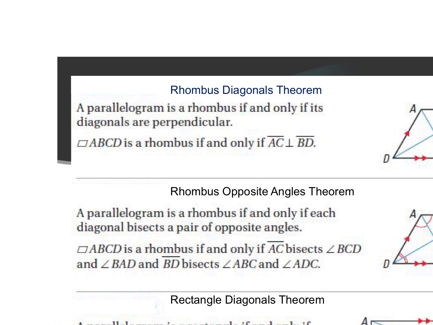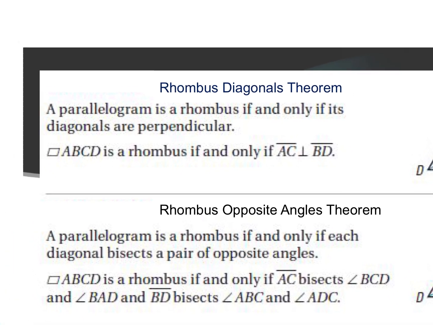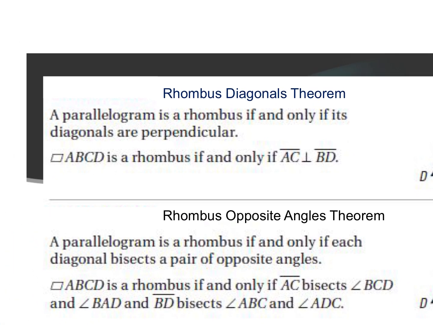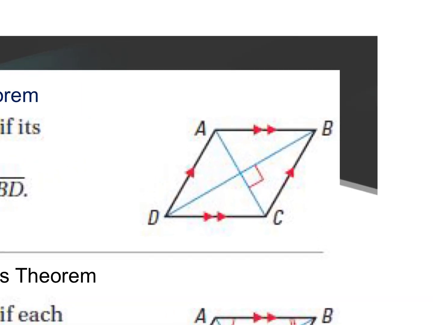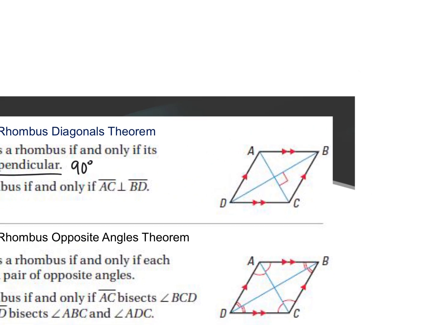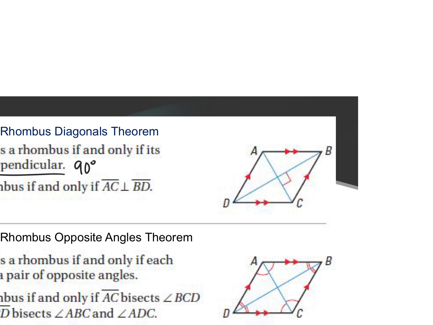The first one is the rhombus diagonals theorem. It says a parallelogram is a rhombus if and only if its diagonals are perpendicular. That means not only are they going to bisect each other, because it is a parallelogram, they're also going to form what? A 90-degree angle, okay? So look over at the figure. Do you see how those two diagonals cut each other at a 90-degree angle? Circle the symbol that indicates that they're perpendicular, okay? That's the big takeaway from that first theorem.